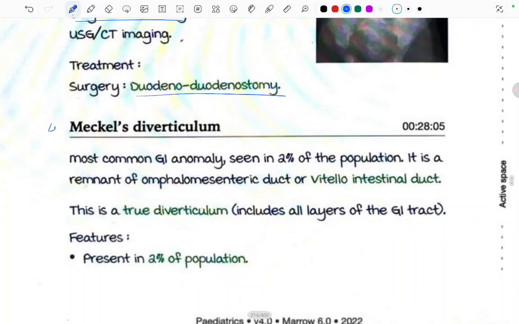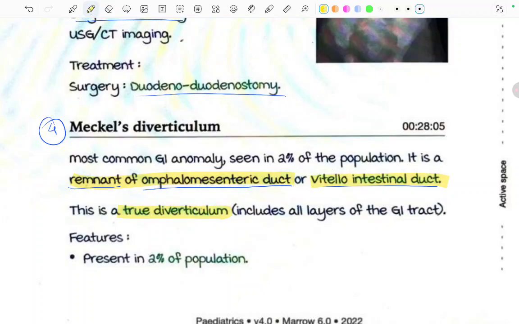So, now the other condition that we are going to read about, the fourth condition, is the Meckel's diverticulum. Most common GI anomaly, seen in 2% of the population. It is a remnant of what? Omphalomesenteric duct or the vitellointestinal duct. So this Meckel's diverticulum, it is a remnant. Fine. It is a remnant of what? Omphalomesenteric duct or the vitellointestinal duct.